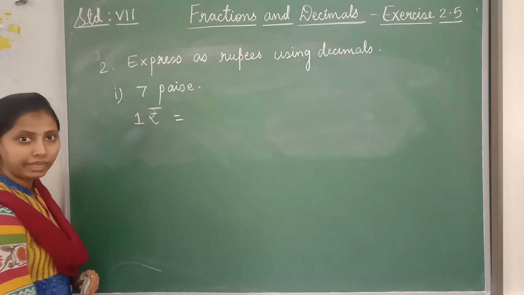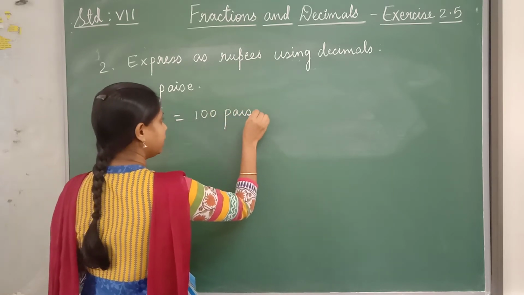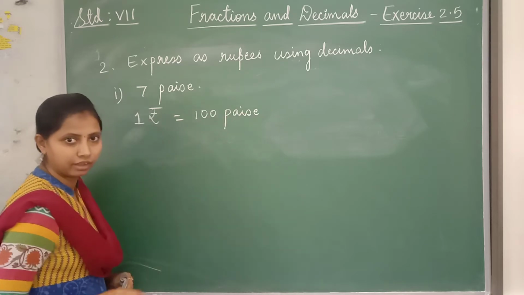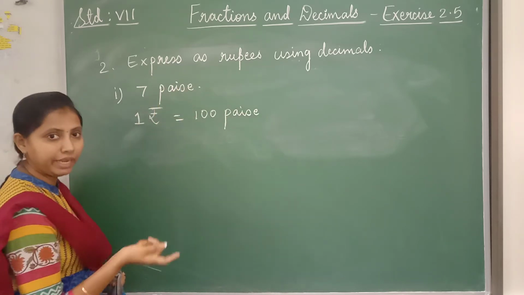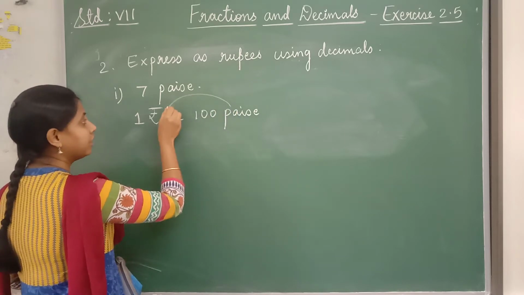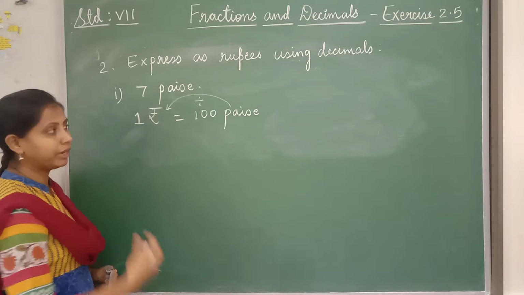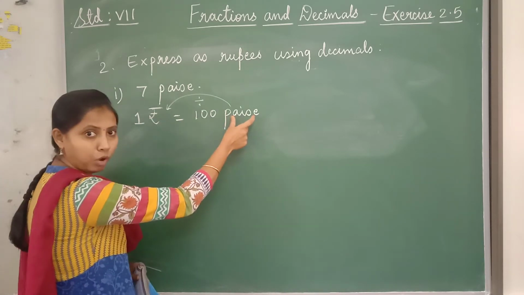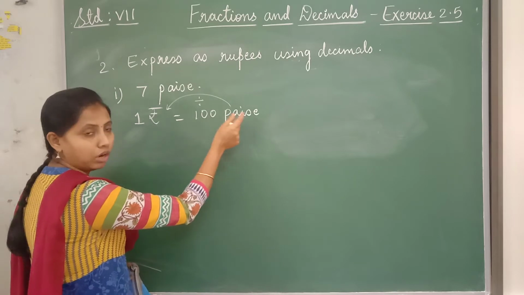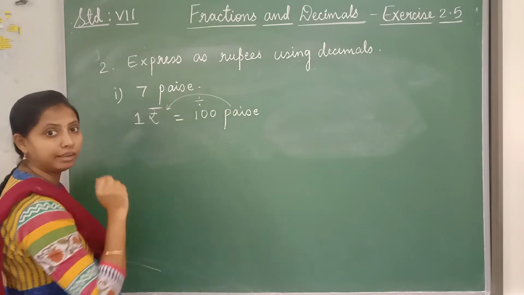Yes, 1 rupee is equal to 100 paise. Right? So this you must know. 1 rupee is equal to 100 paise. So how to convert paise to rupees? When you are converting a smaller unit to a greater unit, you always have to divide. Remember, children, paise is a smaller unit than rupee, isn't it? So when you are converting a smaller unit to a larger unit, you always have to divide.